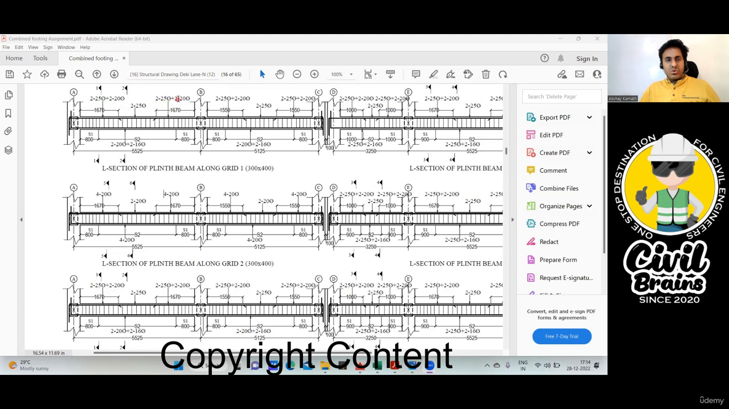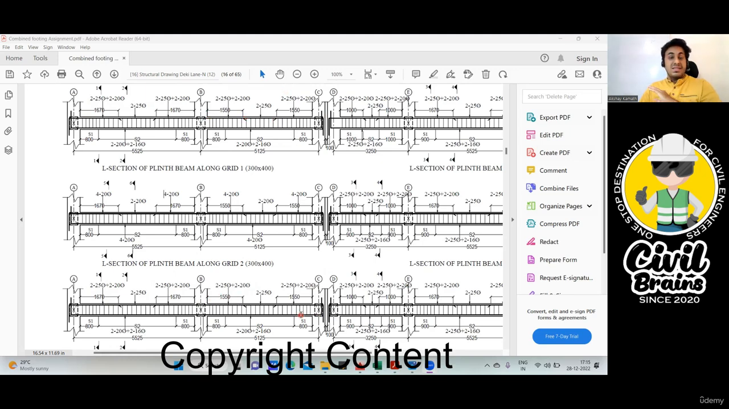Here 25 dia 2, 20 dia 2, 25 dia 2, 20 dia 2, 25 dia 2, 20 dia 2, 25 dia 2, 20 dia 2, 25 dia 2, 25 dia 2. 20 dia 2, 20 dia 2. Again, this length is 1670. This is also 1670. This is also 1670. 1550, 1550, 1550, 1550.